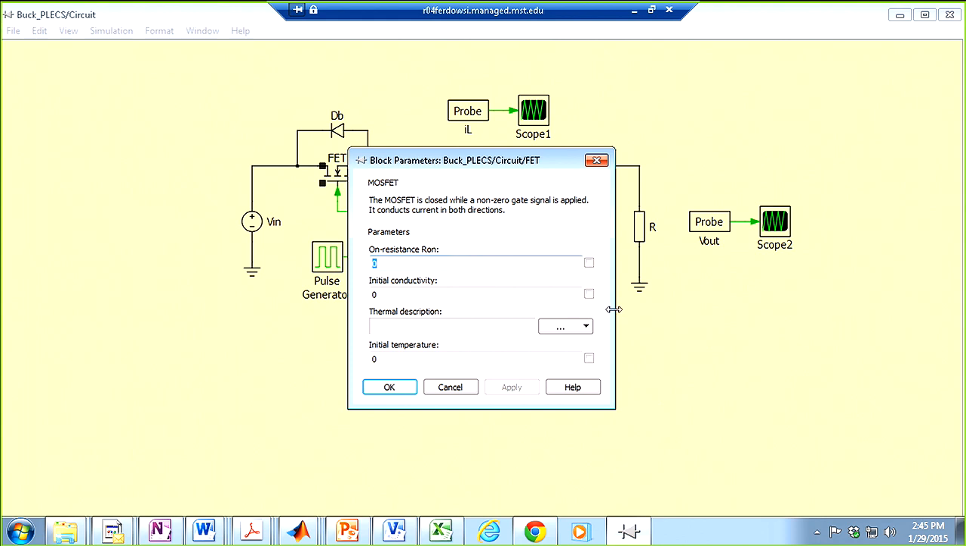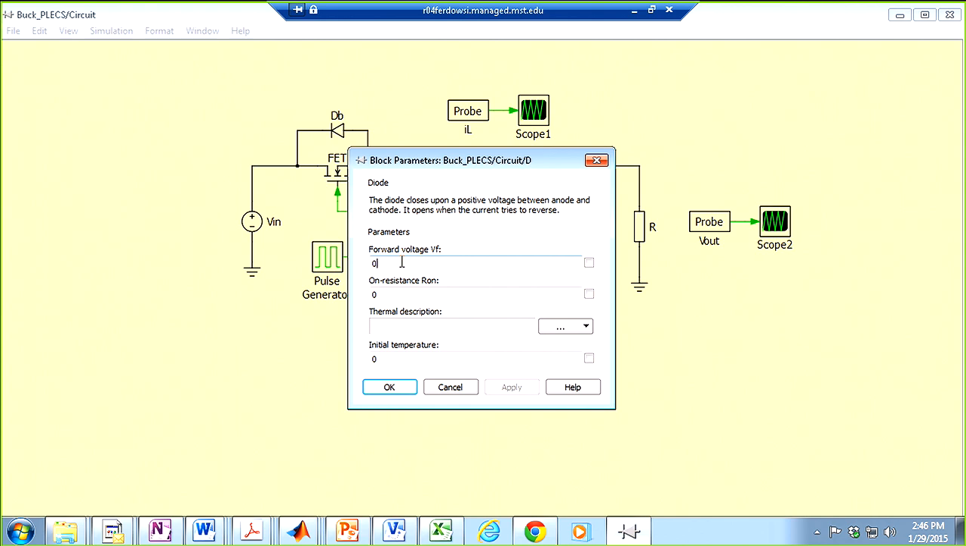If you double click on these components, you can simulate an ideal component. Sometimes when your converter is too busy, if you select everything to be ideal, KVL and KCL may get violated, so sometimes you have to put a little bit of a number there. But right now we are analyzing an ideal converter. So for instance, the on resistance of this FET is 0, and there are thermal issues you can play around with. Also for the diode, there is a forward voltage drop.